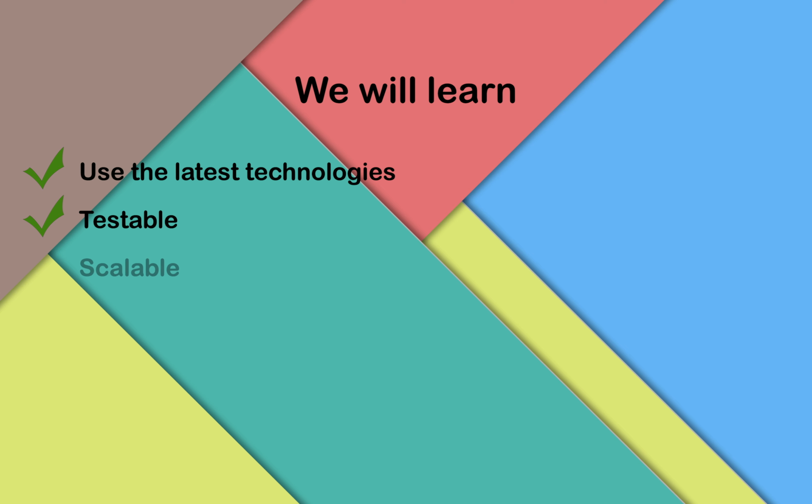This course is the only course on Udemy that teaches you how to use the latest technologies and libraries to build an Android app correctly. That means an app that is testable, scalable and robust, and works on 100% of devices out there.